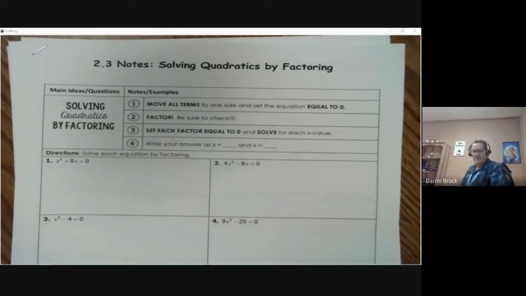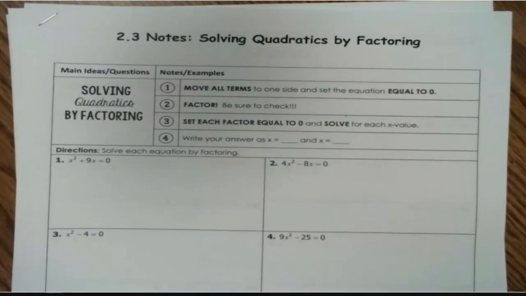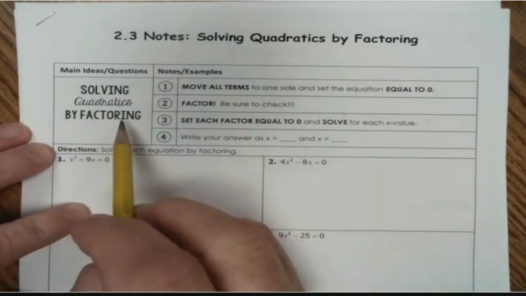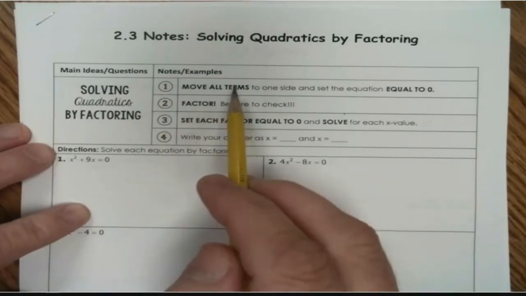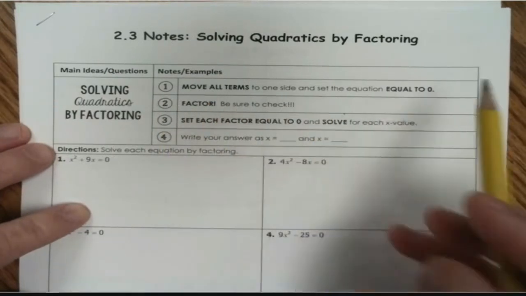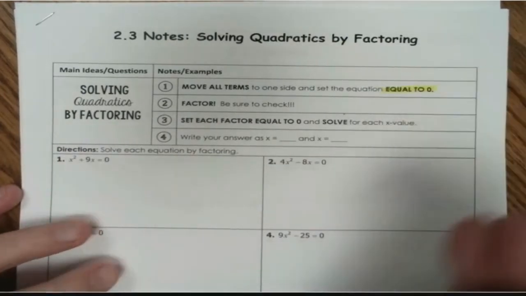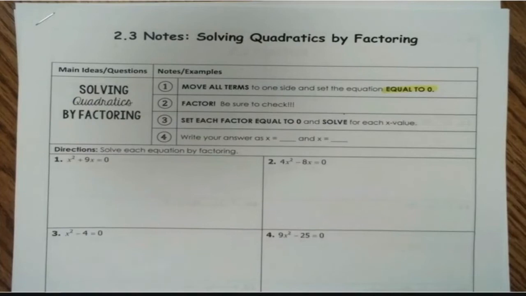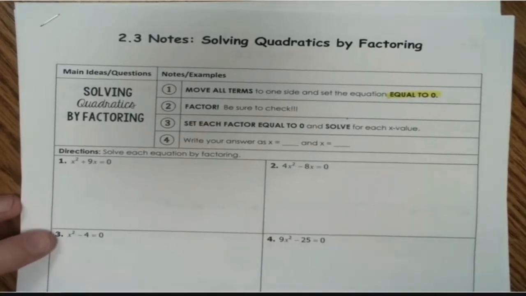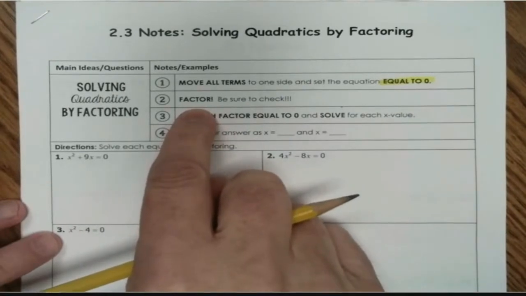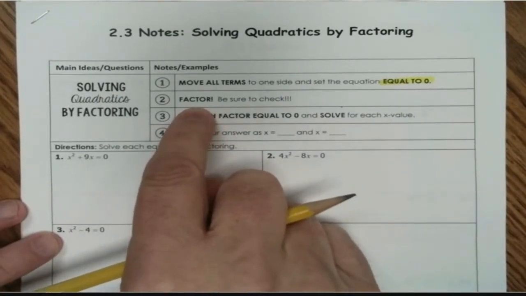So at the top of these notes, it tells you right off the steps that you need to look at. Solving quadratics by factoring. Number one, move all the terms to one side and set the equation equal to 0. Set it equal to 0. If we're going to factor this, if we're going to find the zeros of the equation, that's when it equals 0. So we need the equation equal to 0. And then we factor it when possible. The greatest common factor, or pulling out the difference of two squares.